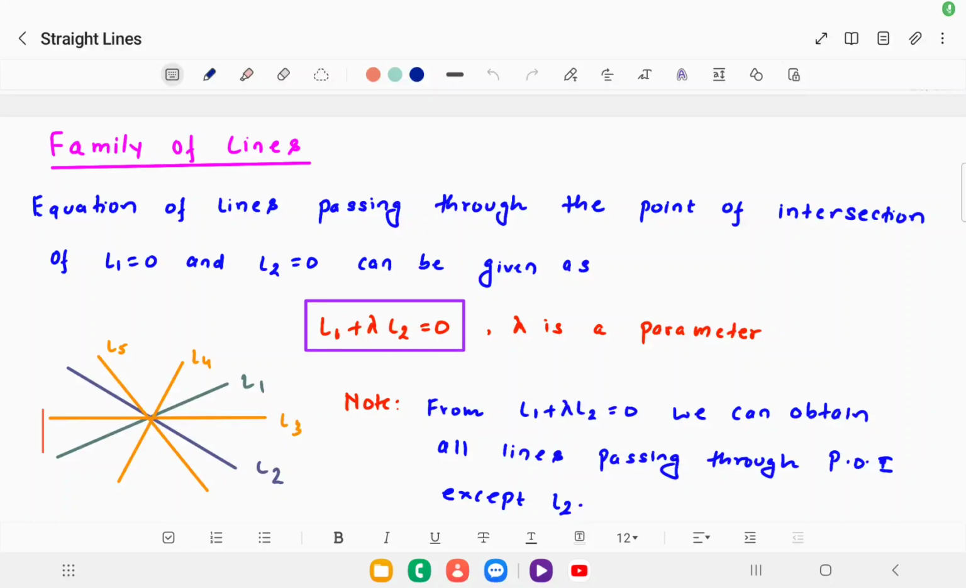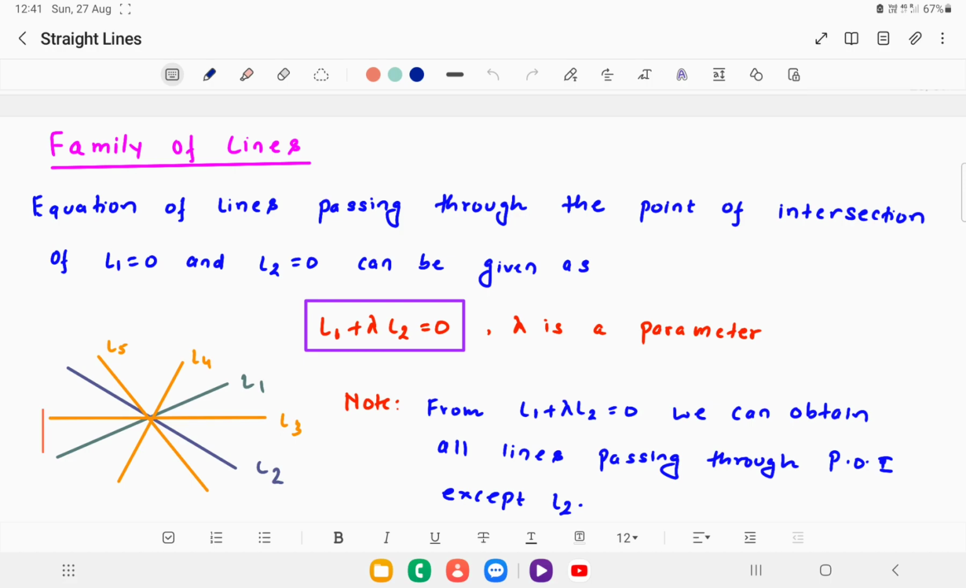Everyone, the next topic that we have is family of lines. So before we proceed, let's have a quick recap of what all things we have discussed. We discussed angle of inclination, then slope, then if two lines are parallel, m1 is equal to m2. When two lines are perpendicular, the product of the slopes is equal to -1.